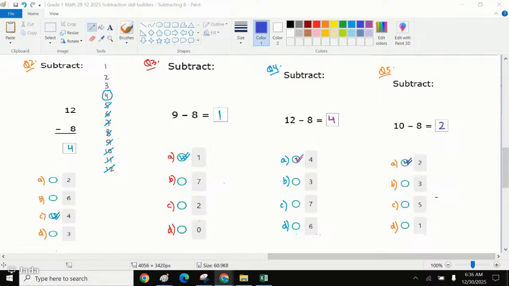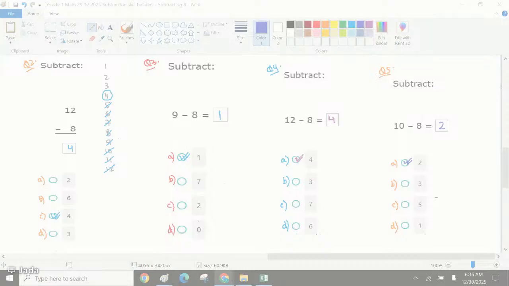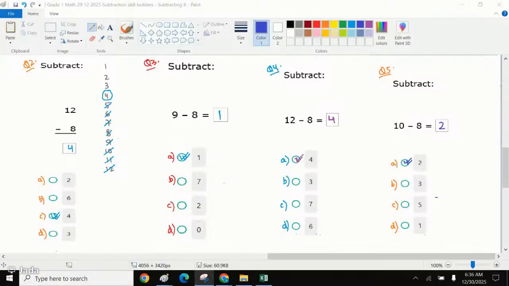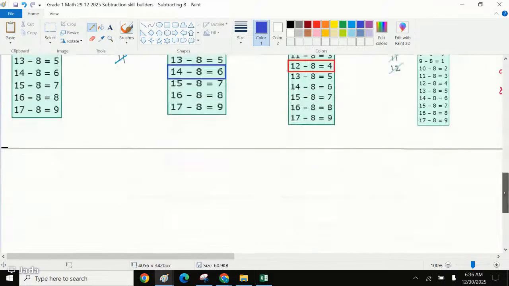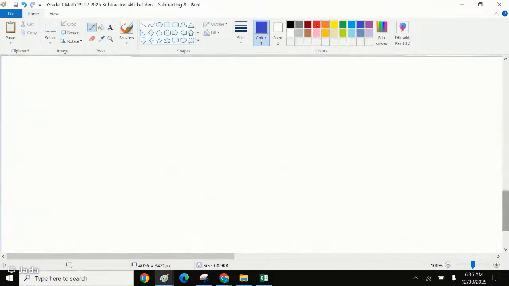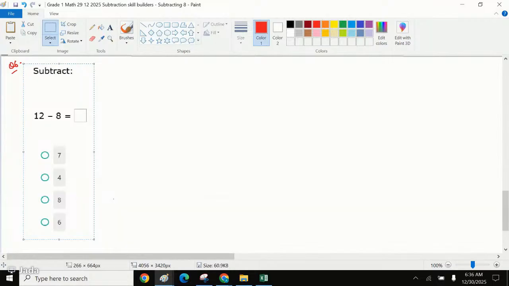Moving on to the next question. I'll just copy the question on the screen. That is question number 6 from the test. Okay. So question number 6 from the test says, subtract 12 minus 8. And the 4 options given to us are option A is 7, option B is 4, option C is 8, and option D is 6.